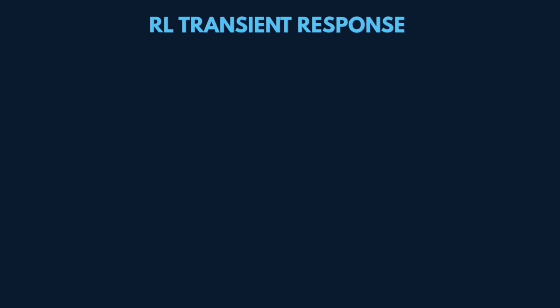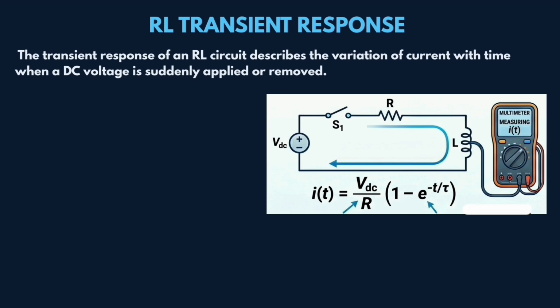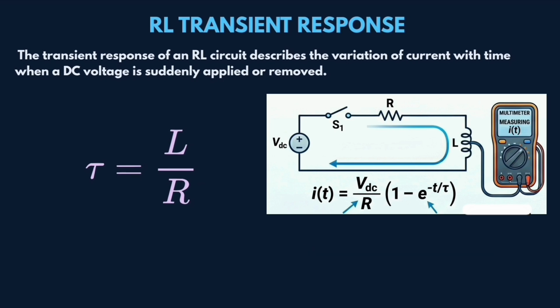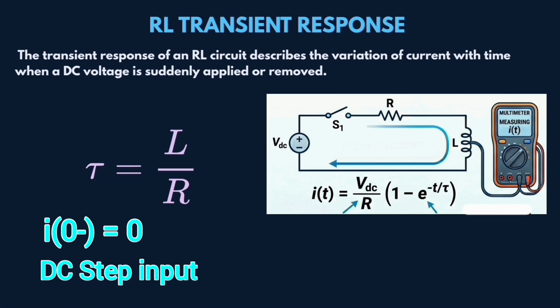RL transient response. The transient response of an RL circuit describes the variation of current with time when a DC voltage is suddenly applied or removed. Here, the time constant tau is given as L by R. I of t is nothing but V by R into 1 minus e to the power minus t by tau. Assume 0 initial inductor current, that is I(0-) equal to 0, and a DC step input at t equal to 0 in a series RL circuit.